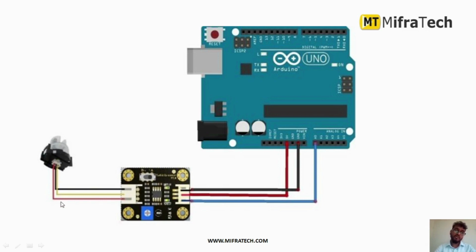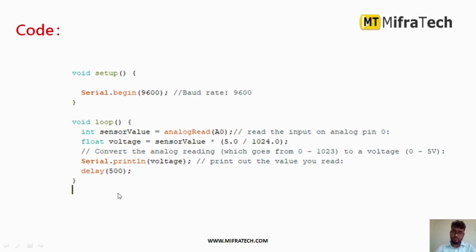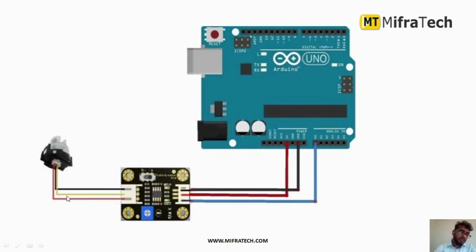Next, on the other side we have to connect this turbidity sensor to this control board. As you can see, it has 3 wires, that is red, black, and yellow. These 3 wires we have to connect here. This is a simple way to interface this turbidity sensor to the Arduino Uno microcontroller.